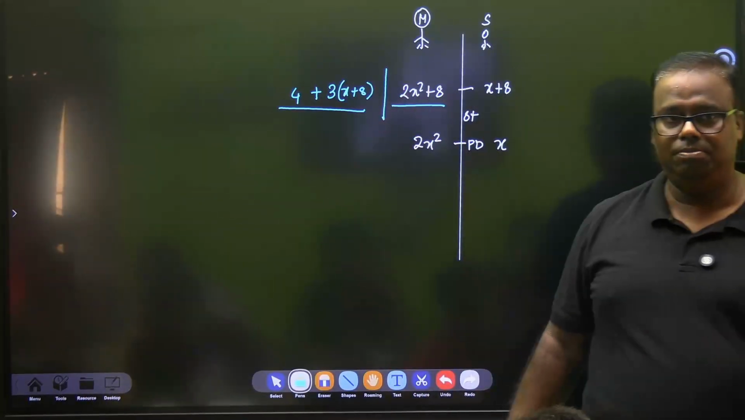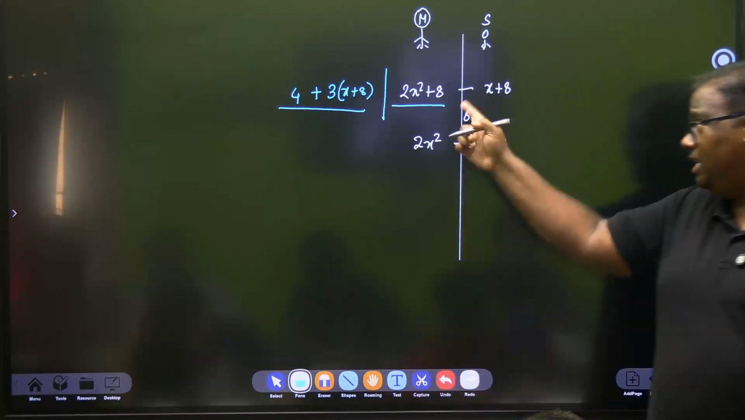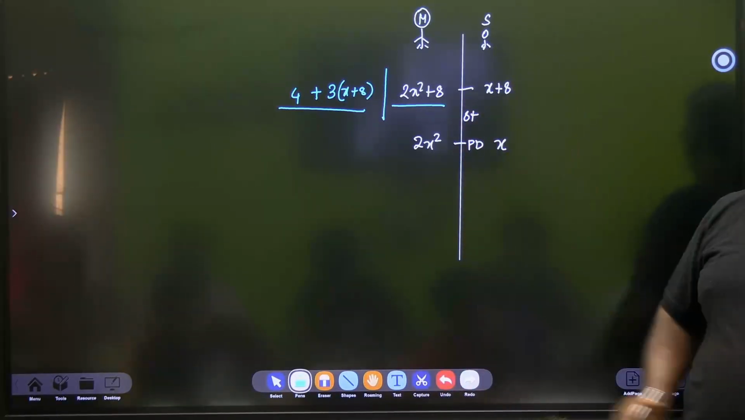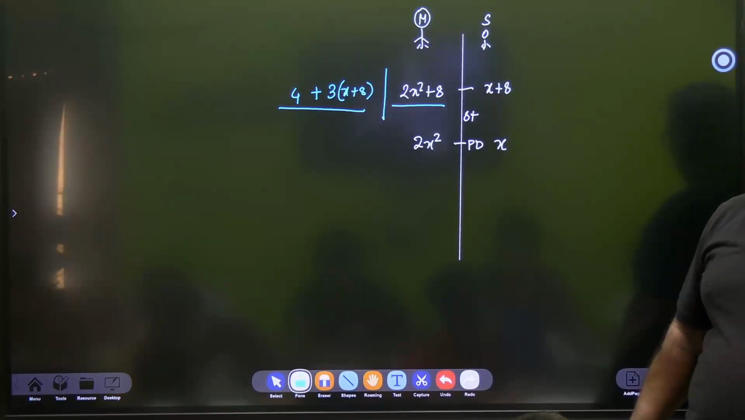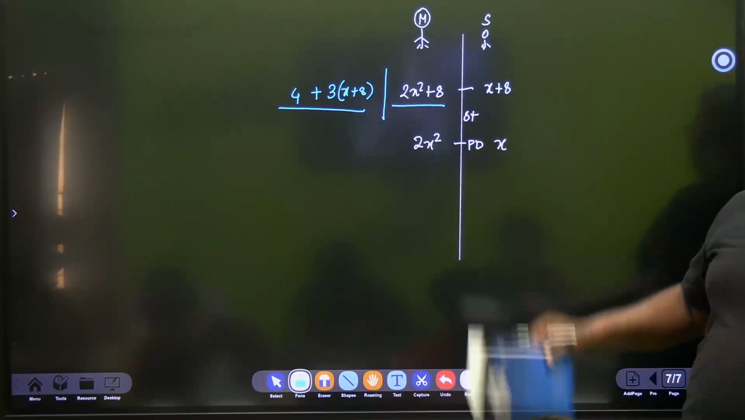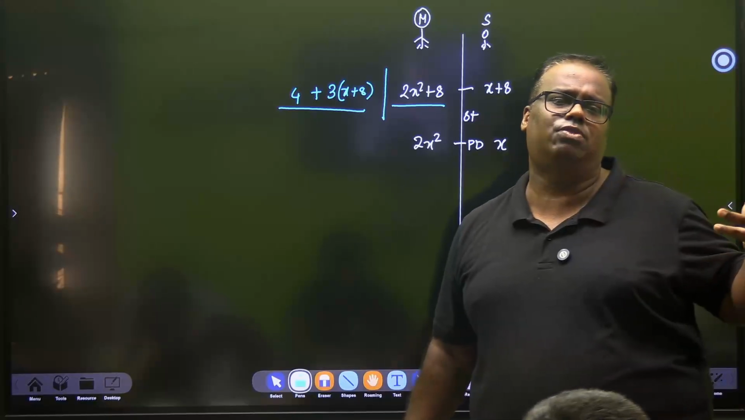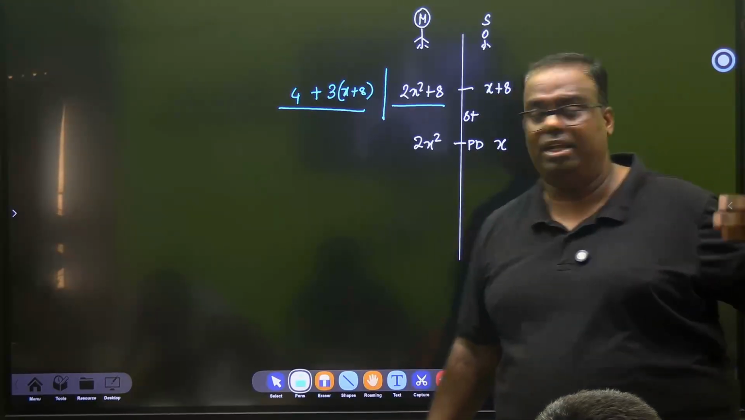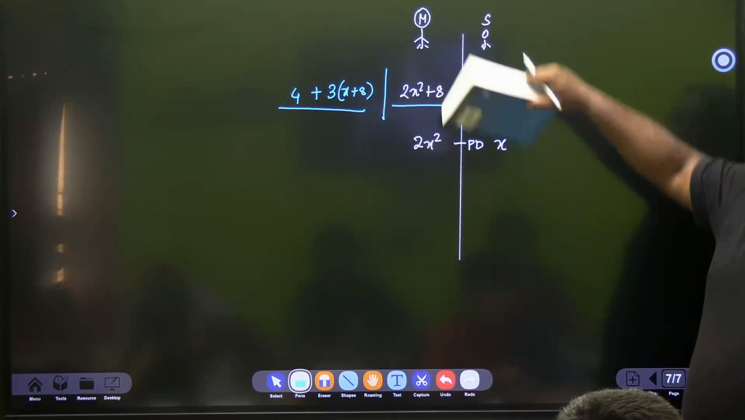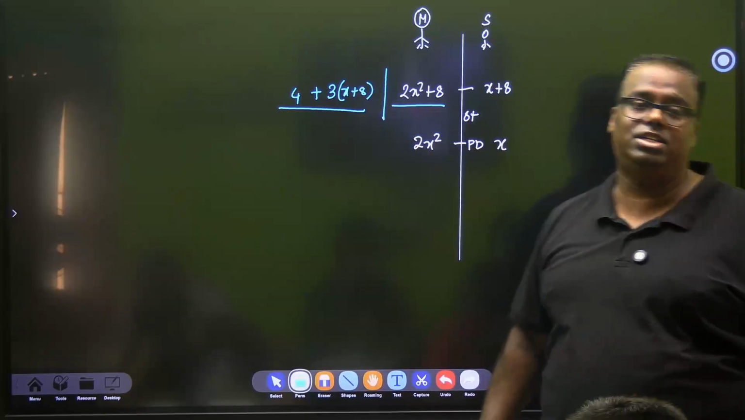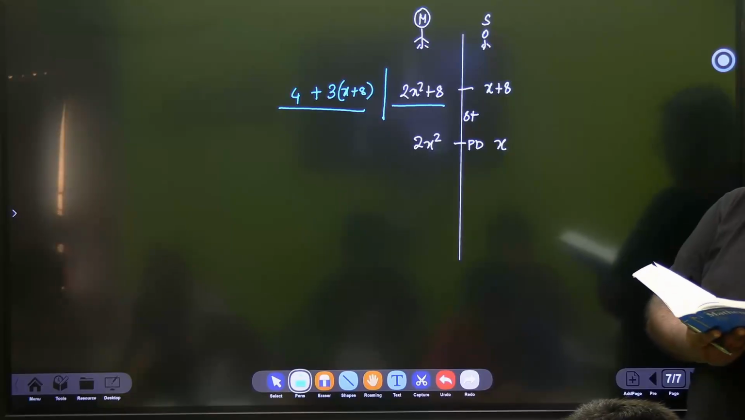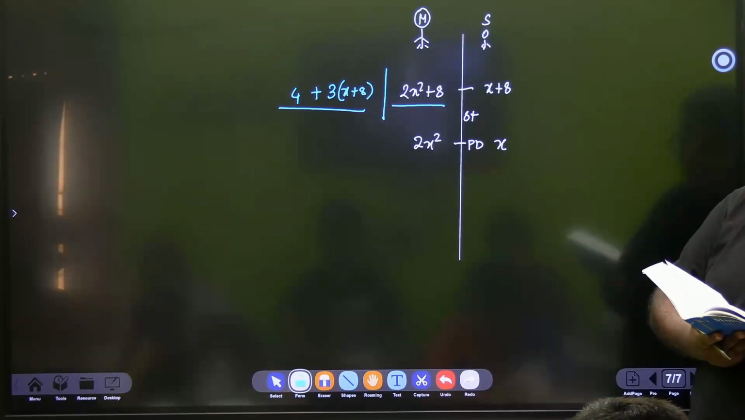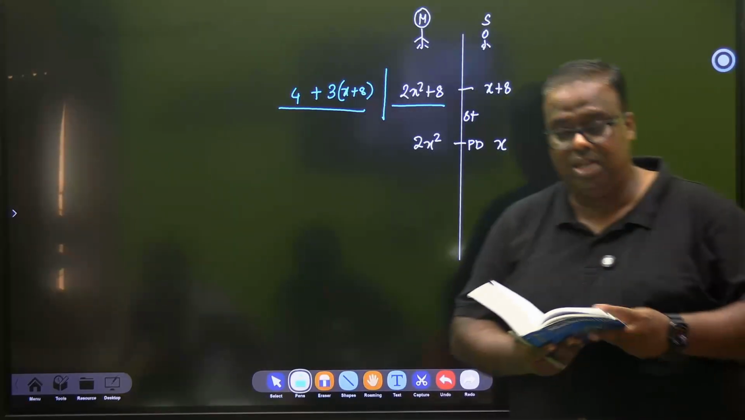Can we equate them? Man and son we cannot equate. They are never equal. Understood? Whatever condition will be given, in that the story will say 8 years from now or 4 years back. So you straight away plot that. And then you see what is the extra condition they have said. The extra condition is that the man after 8 years will be 4 years more than 3 times the age of his son.